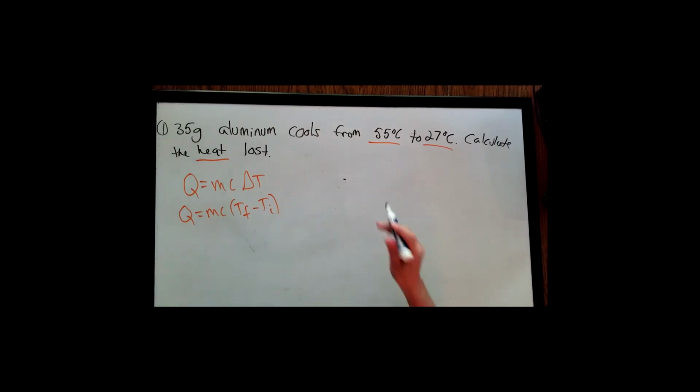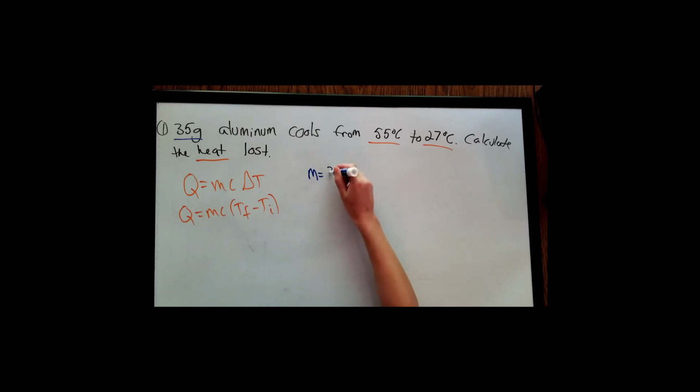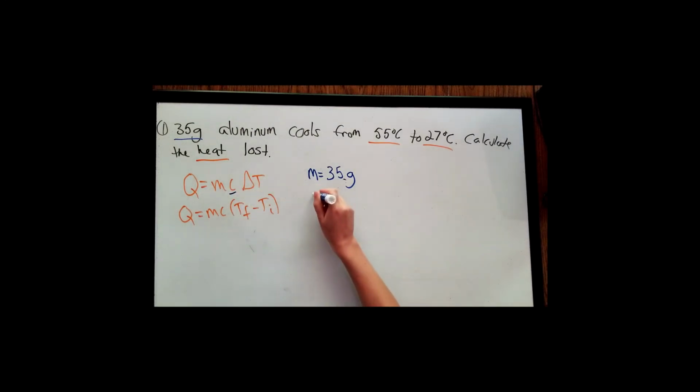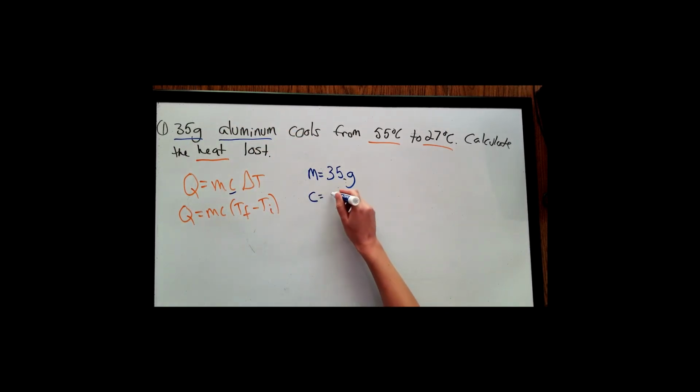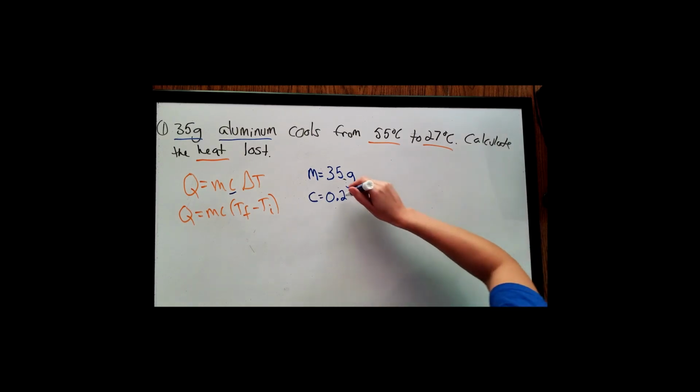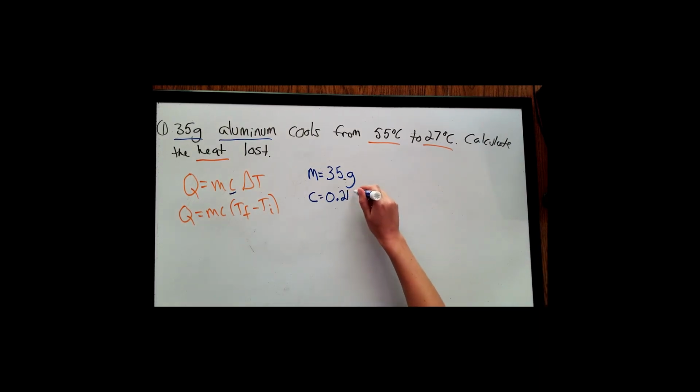So mass, 35 grams. Is grams okay? It is for the heat problems, yes. Next, I need a C value. So for that, I'm looking at the type of material. In reading this, it says aluminum. So looking up the specific heat of aluminum, I think it was 0.270. Nope, 0.215. So let me fill that in.